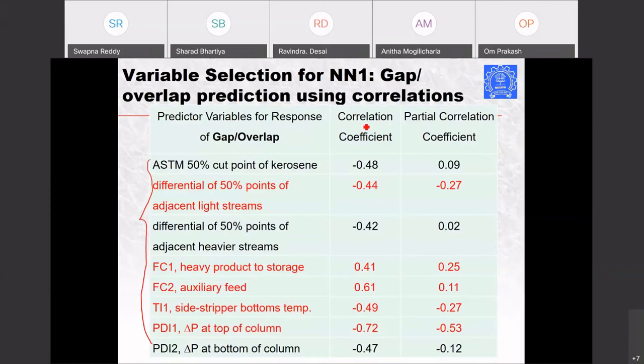We have used things like correlation coefficients, partial correlation coefficients. I will suggest very heavily that you should try to do a principal component analysis and try to find out what are the principal components.